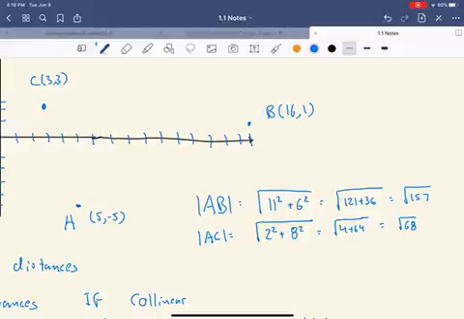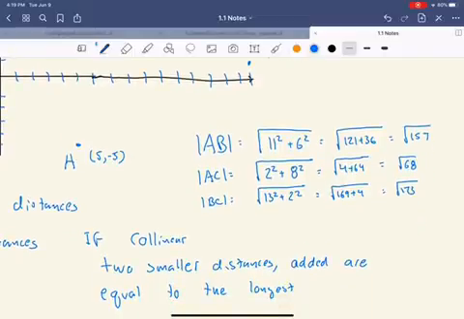Sorry about that. Now let's find the value of BC. That's going to be the distance from B to C. Okay. 3 and 16, how far apart are they? Those are 13 apart. 3 and 1, how far apart are they? Those are 2 apart. So 13 squared is 169. 2 squared is 4. So that's the square root of 173.